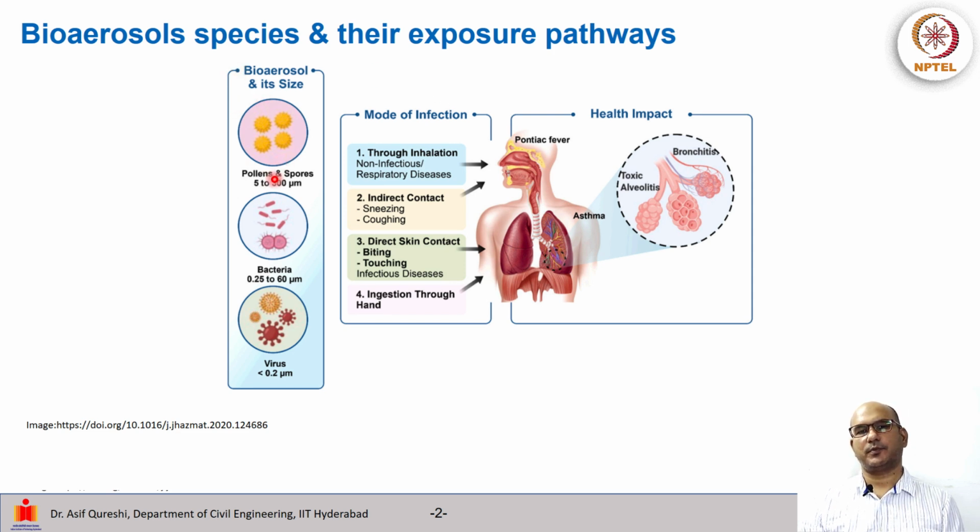These could be pollens and spores, which can range from 5 micrometers to 300 micrometers. These can be bacteria, which can range from 0.25 micrometers to 60 micrometers. And these bioaerosols can also include viruses, which can be even less than 0.2 micrometers.